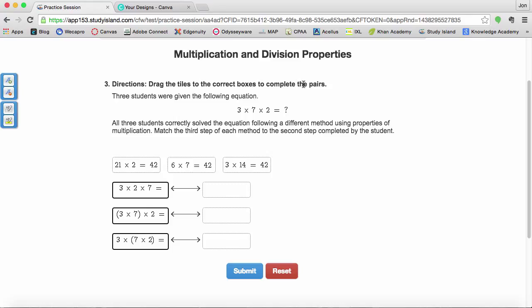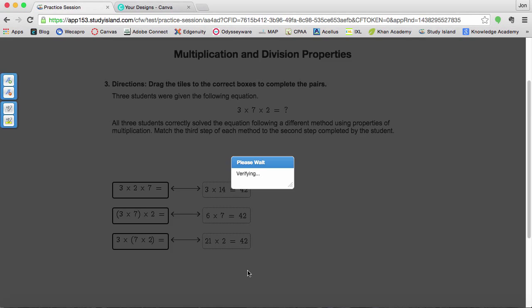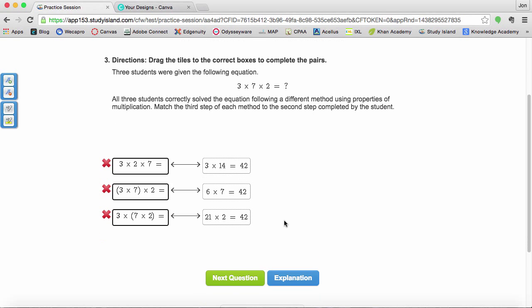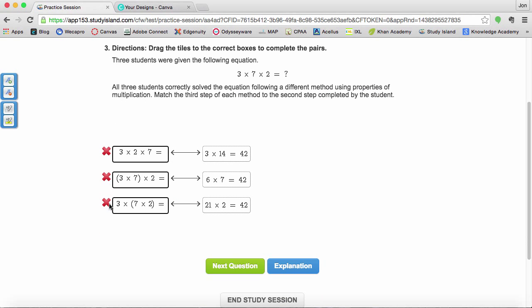Here's a drag the tiles. So here's one where I have to drag and drop. Some questions may be easy for students. Some may need a little bit of guidance to know what they're supposed to do. I'm supposed to drag this down here and match them up with what I think they should match up with. Oh, I missed all 3 of them. So it's letting me know that I missed it.